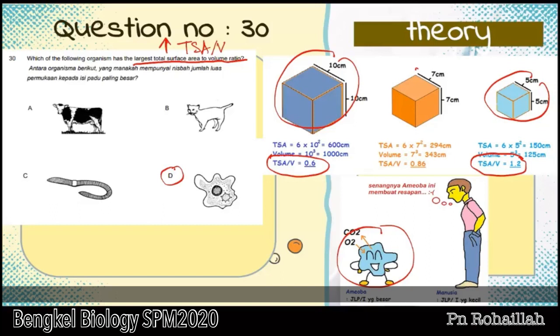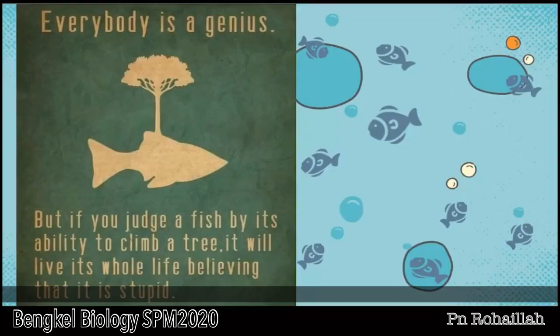Okay, next. Sikit lagi. Okay, everybody is genius, but if you judge a fish by its ability to climb a tree, it will believe its whole life that it is stupid. Betul tak? Okay, next.